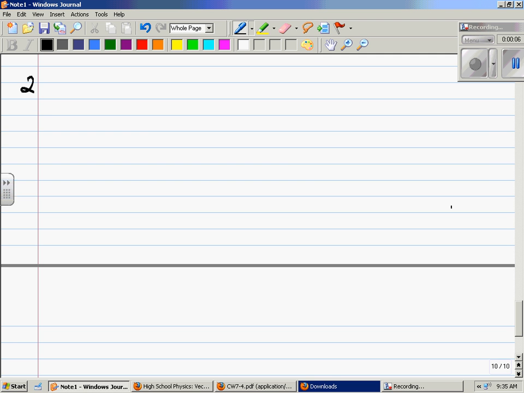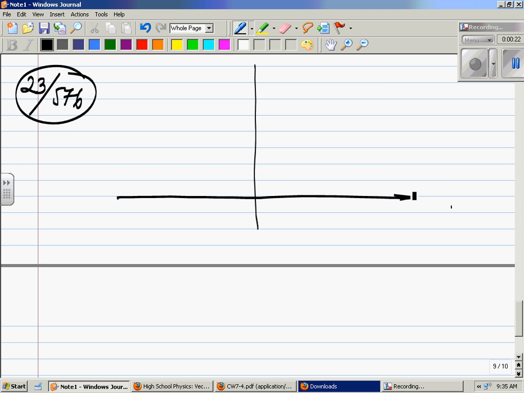Problem number 23, page 576. In the coordinate system, y-axis, x-axis, you have a vector LM, it's given, right?